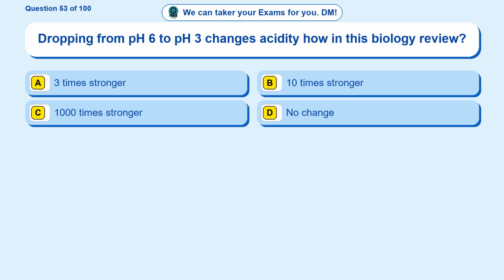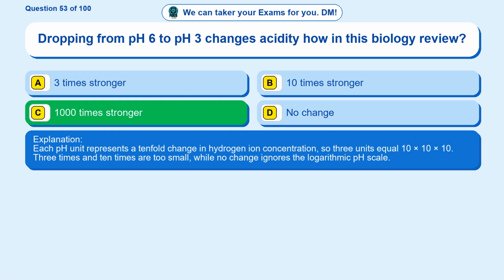Question 53. Dropping from pH 6 to pH 3 changes acidity how in this biology review? Option A, 3 times stronger. Option B, 10 times stronger. Option C, 1000 times stronger. Option D, no change. The correct answer is option C, 1000 times stronger. Each pH unit represents a 10-fold change in hydrogen ion concentration, so 3 units equal 10 times 10 times 10. 3 times and 10 times are too small, while no change ignores the logarithmic pH scale.